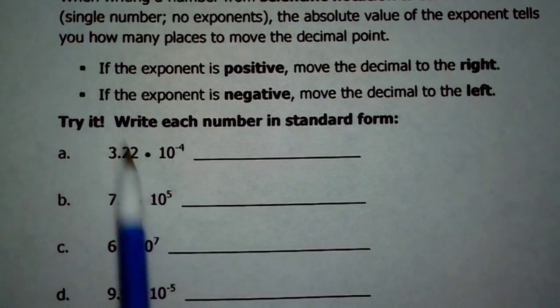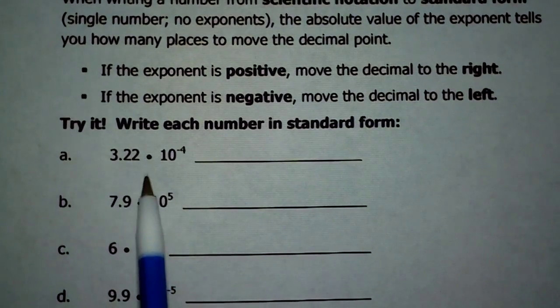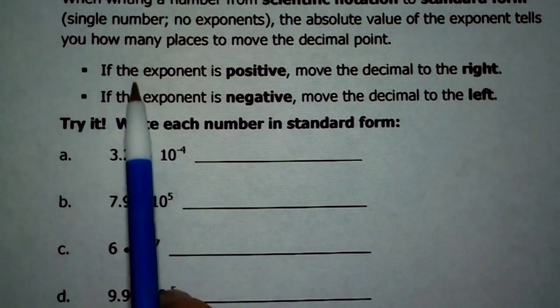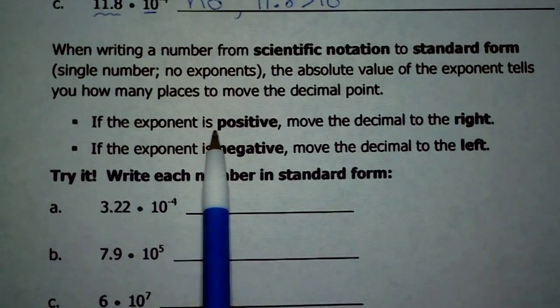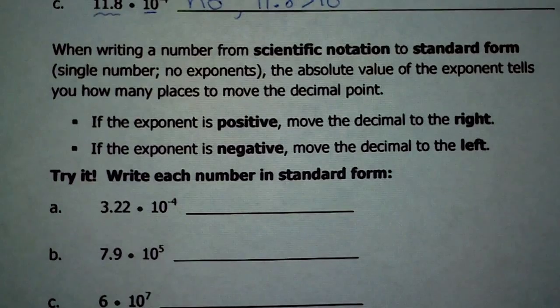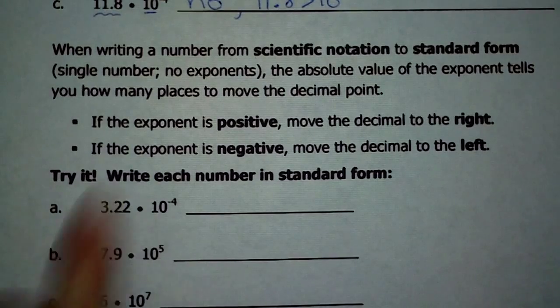So I'm going to have a factor, and you're going to be multiplying it by a power of 10. If the exponent on the power of 10 is positive, all you have to do is move the decimal point that number of places to the right. And if the exponent attached to the power of 10 is negative, you move the decimal point that number of places to the left. So take a look.